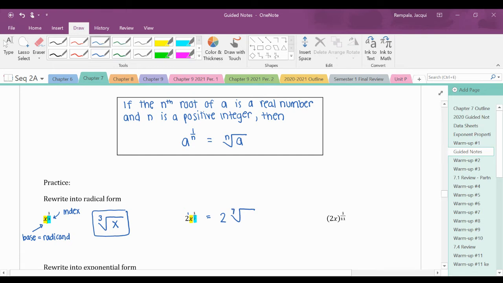So the 7 is going to be attached to that radical, and it is then the x that was the base that gets moved into becoming the radicand. So this would be my final answer.